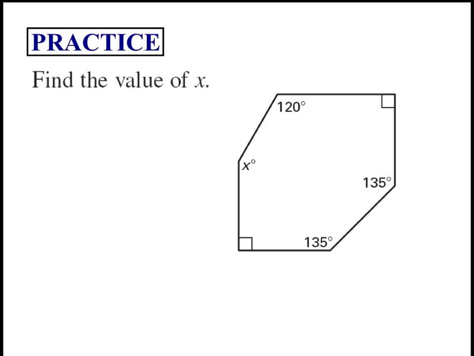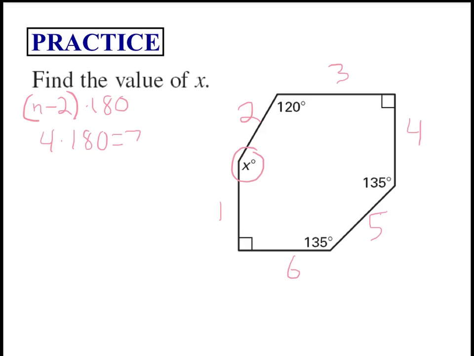So, similar practice problem here. We want to figure out what the value of x is. So the first thing we want to do is count the sides. So there's 1, 2, 3, 4, 5, 6 sides. So using our equation n minus 2 times 180, the sum of the interior angles of this polygon is going to be 4 times 180. So two 360s, which gives us a total of 720 degrees.